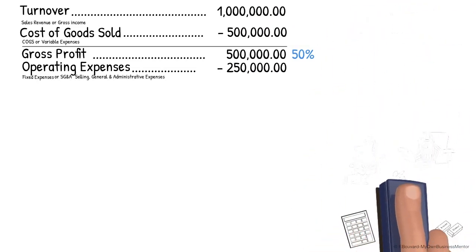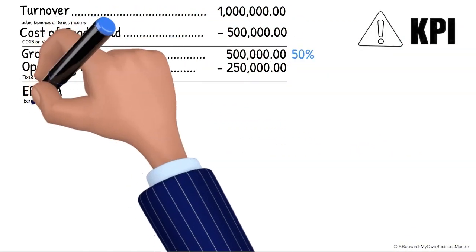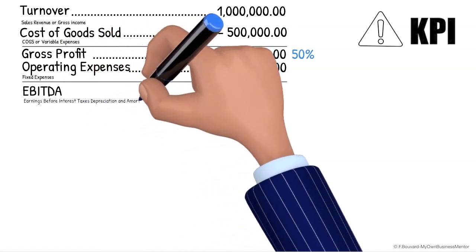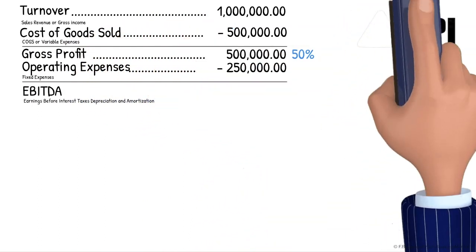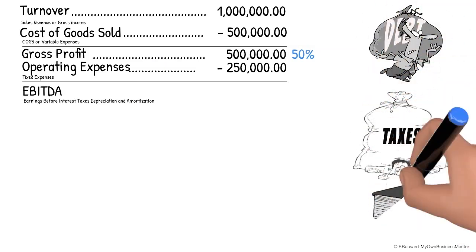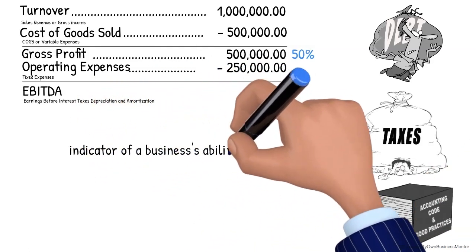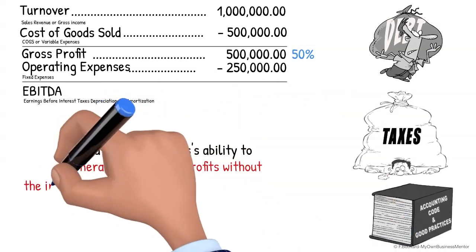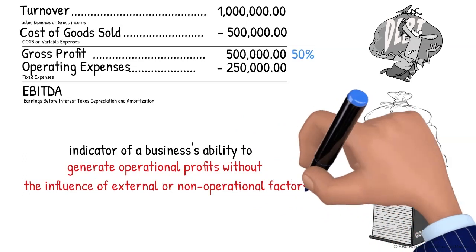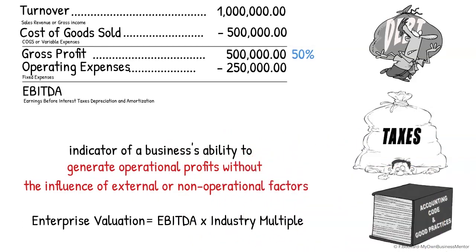Subtracting the operating expenses from the gross profit gives us one of the most important KPIs, the EBITDA. EBITDA stands for earnings before interest, taxes, depreciation, and amortization. It stands as a measure of profitability that excludes the impacts of financing decisions, tax jurisdictions, and the local accounting practices. In essence, it serves as an indicator of a business's ability to generate operational profits without the influence of external or non-operational factors. EBITDA is a crucial KPI, primarily because the most prevalent method of company valuation relies on it. We'll delve deeper into this topic in another video dedicated to company valuation.